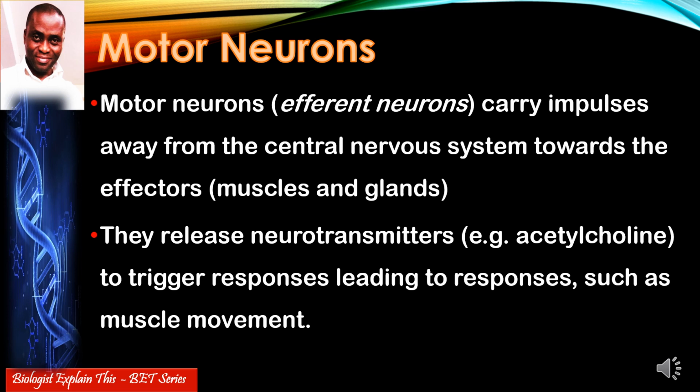So the motor neuron, once the stimulus is processed in the central nervous system, there is a response that is required for the body to make in response to the stimulus that is being registered by the receptor. So motor neurons transmit the impulse from the CNS after processing to the effectors, which can be a muscle or a gland, depending on the kind of stimulus. And usually, motor neurons release transmitter molecules.